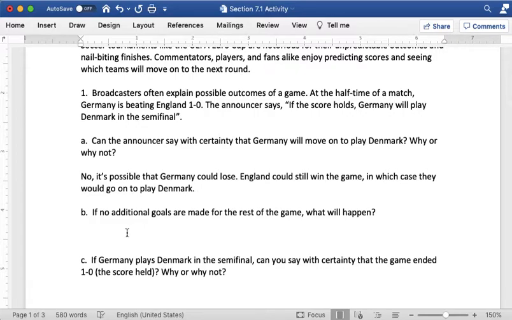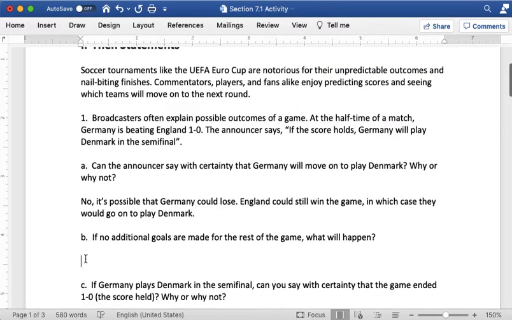Part B says if no additional goals are made for the rest of the game, what will happen? So, if the score holds, Germany will play Denmark in the semifinal. So if no additional goals are made, then that means that Germany wins the game and they will go on to play Denmark in the semifinal. So Germany will win and go on to play Denmark.